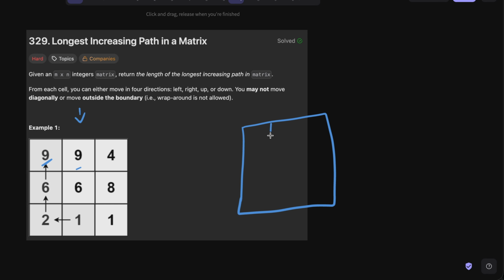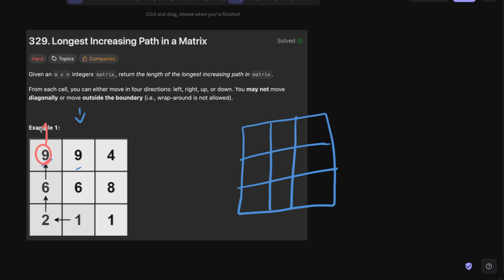It will also be the same dimension, that is 3 multiplied by 3 here. And now we can start storing inside of it. So what we can do is start with the 9 and try to find the maximum path. If I go in this direction, I will get the same number, so I cannot go in this direction, right? If I go down here, I will get a smaller number, so I cannot go here because I want the maximum increasing path.